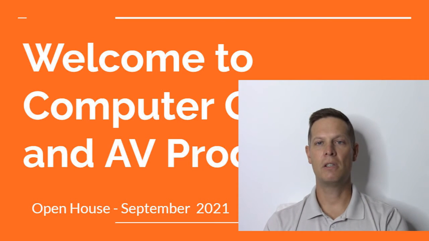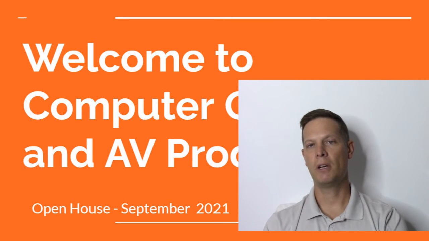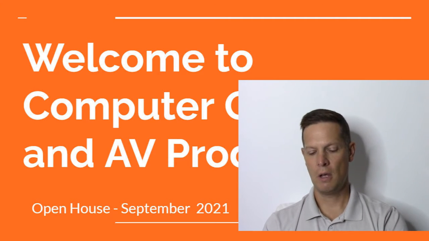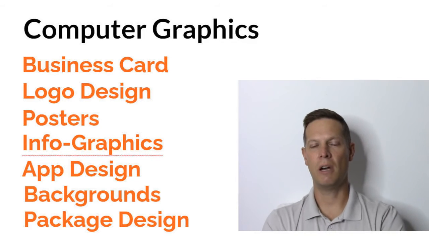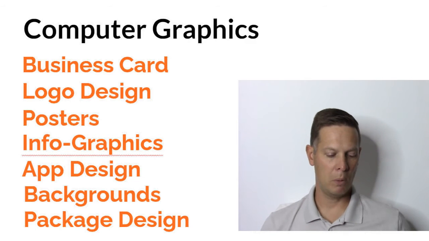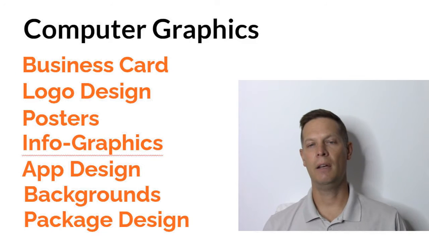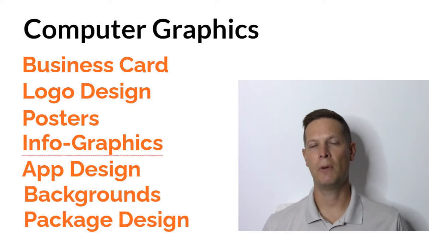One of the courses I teach is called Computer Graphics and Audio Video Production. This is a 2-semester course. The first half of the year we focus on computer graphics, and the second half of the year we focus on audio video production. For computer graphics, you can see some of these areas of study. We will do business cards, logo design, posters, app design. What we'll do is use Photoshop and basically teach the kids how to become proficient at Photoshop and allow them to really do any type of media that exists out there.